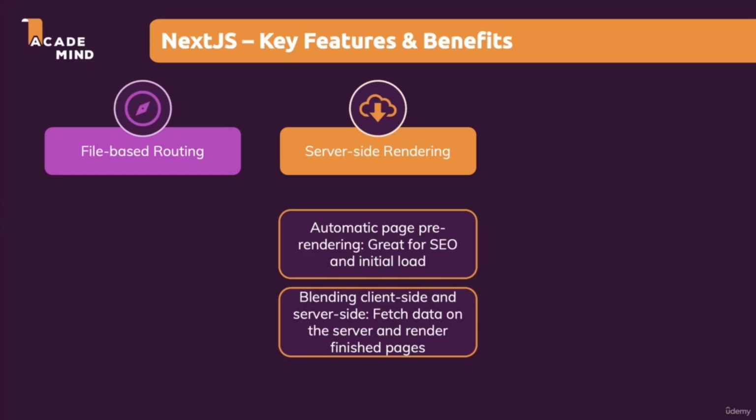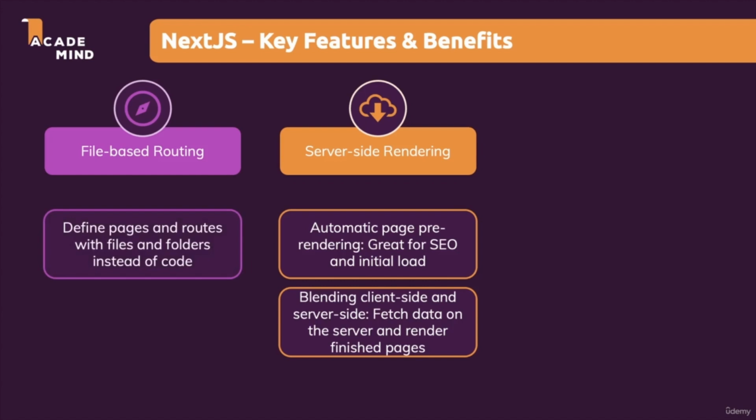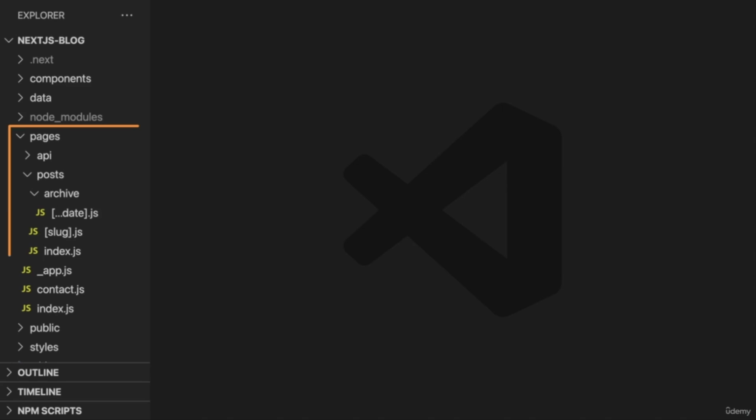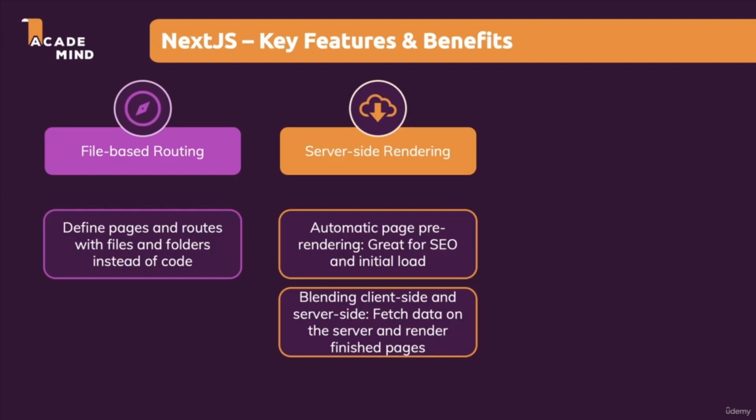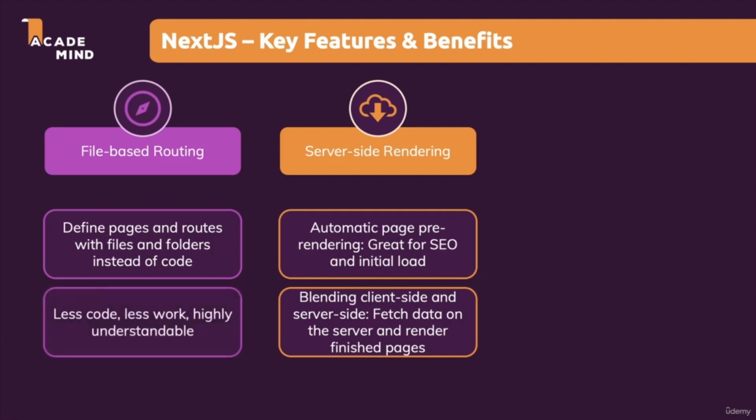Now, since that's the case, Next.js gets rid of that in-code route definition. Instead, with Next.js, you define pages and routes with files and folders. You have a special pages folder in Next.js apps, which has to be named pages, and then your structure in that folder defines the routes and paths your page supports. And of course, we're also going to learn how that works in this course.